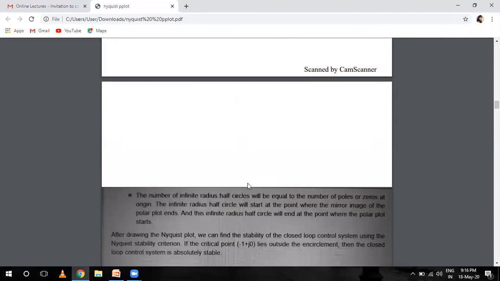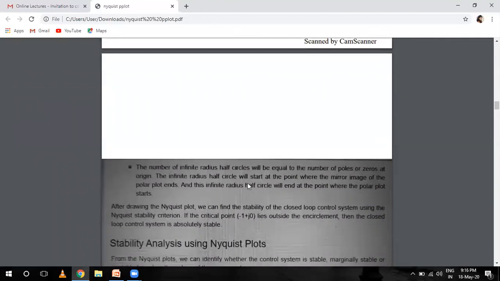Now the next one, this last one. The number of infinite radius half circles will be equal to the number of poles or zeros at the origin. The infinite radius half circle will start at the point where the mirror image of the polar plot ends, and this infinite radius half circle will end at the point where the polar plot starts. This is the important point when we are drawing the Nyquist plot. When we do questions, I will explain this point there.